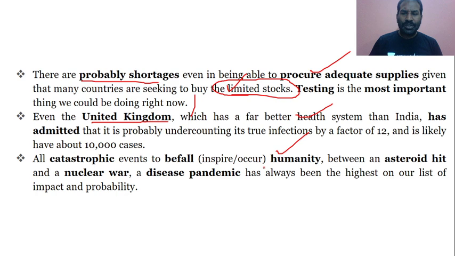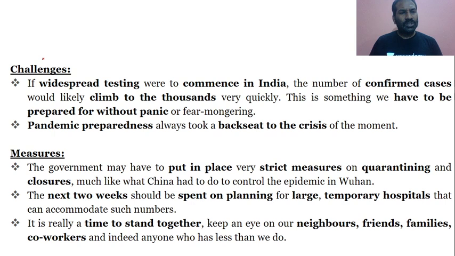So we have also experienced the kind of effect which has been catastrophic on humanity earlier, by an asteroid hit, by nuclear war, and by various other disease pandemics. So it is the need of the hour that we think about humanity. And what are the challenges we would be facing in regards to how we can come together, keep aside all the differences and just think about humanity? Because it is widespread.